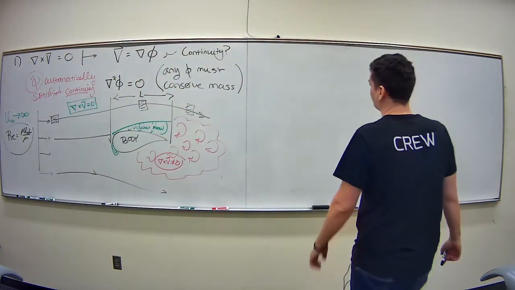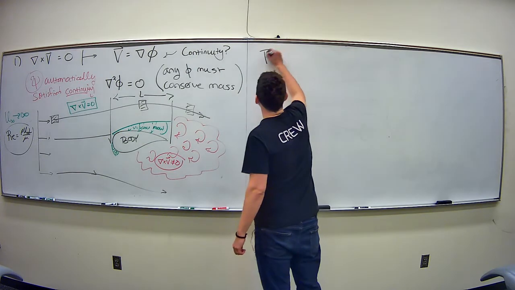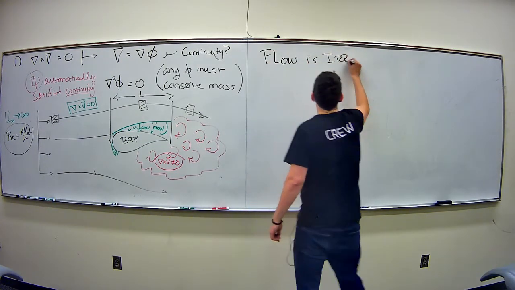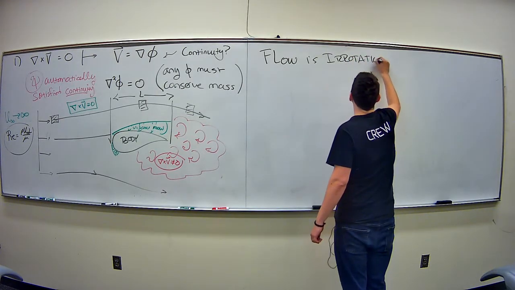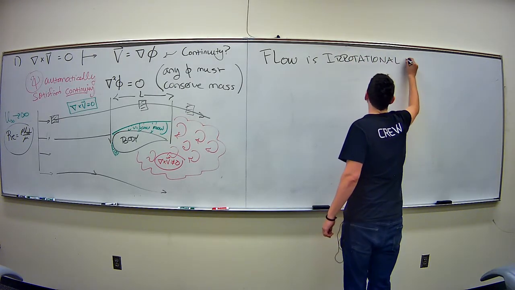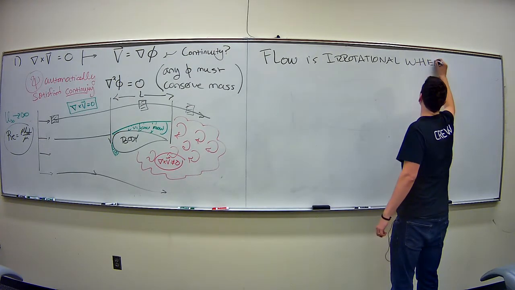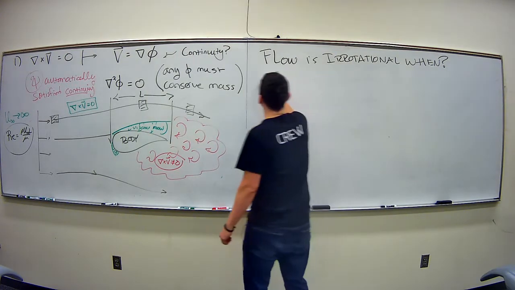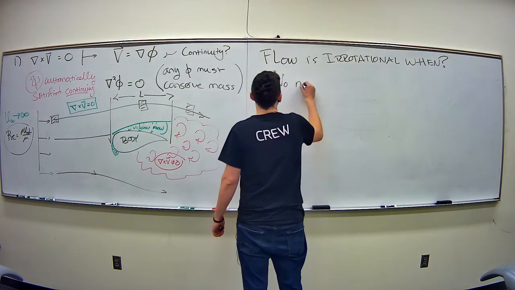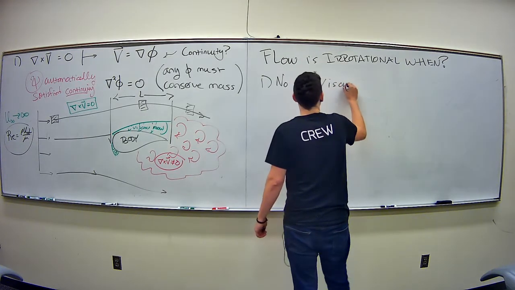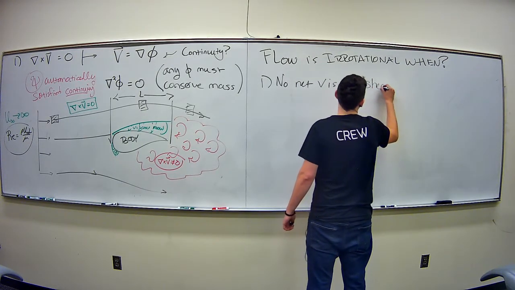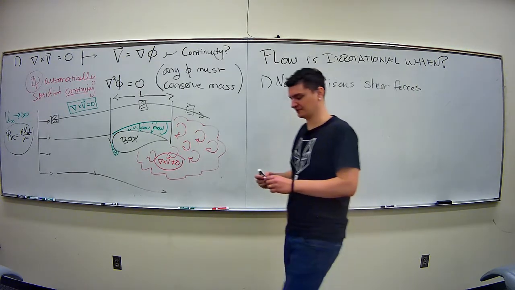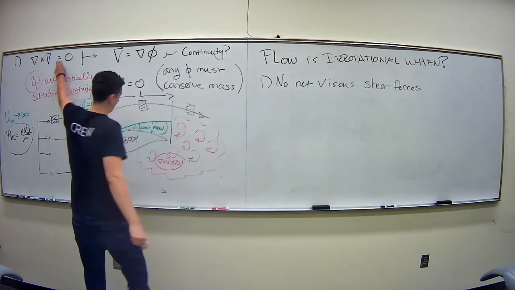A flow is also irrotational, right? So when is my flow irrotational? Well, I have a bunch of examples. One way is there's no net viscous shear forces. And this also relates to this curl property as well.